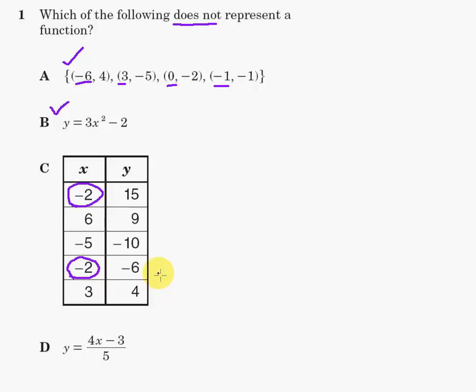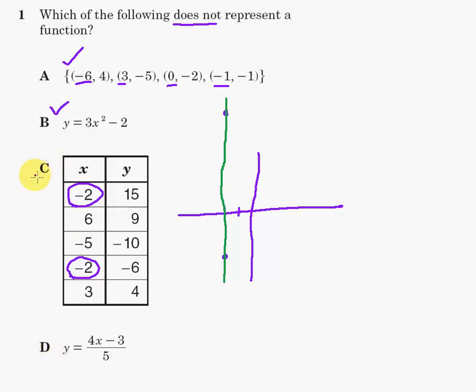It would not pass the vertical line test. Because when I graph here at -2, one point's going to be way up here at 15, while the other one is down here at -6, and a vertical line would go through both of those. I'm not very good at drawing vertical lines with the mouse, but you get the picture.